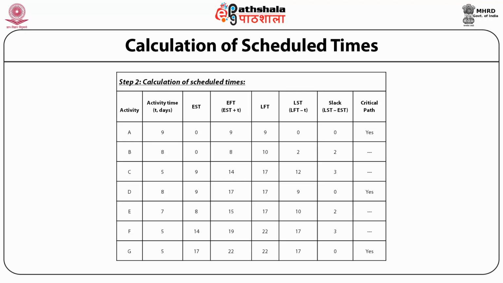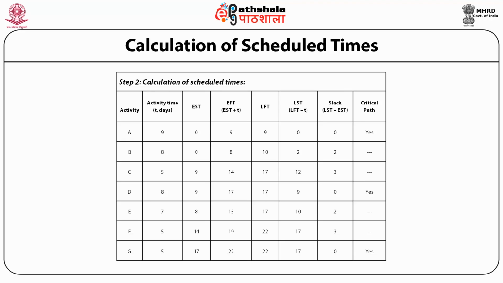Activity C, activity time 5 days, EST 9, EFT 14, LFT 17, LST 12, slack 3, critical path no. Activity time for D 8 days, EST 9, EFT 17, LFT 17, LST 9, slack 0, critical path yes.